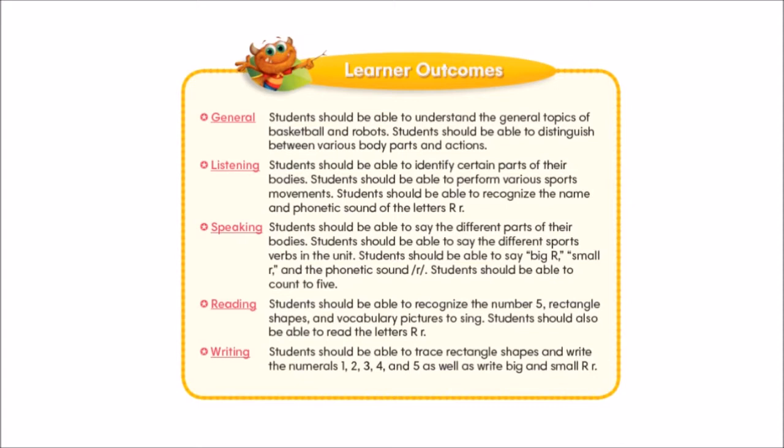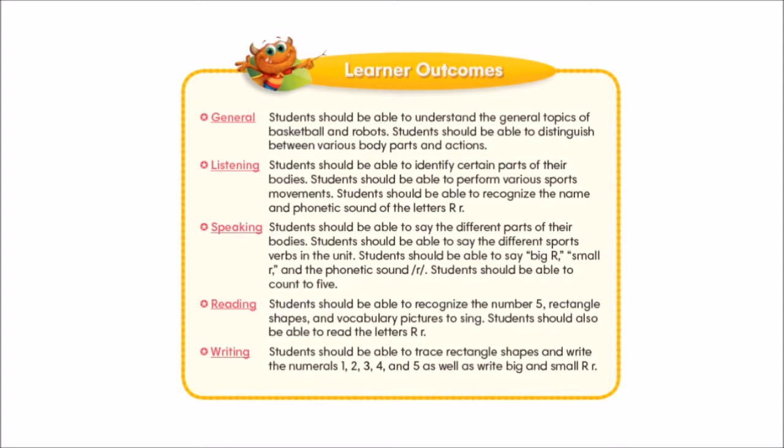They should also be able to distinguish between various body parts and actions. We break it down to the individual skills. First off, they should be able to focus on their listening skill, and they should be able to comprehend the various sports movements. They should be able to recognize the name and the phonetic sound of the letter R. For speaking, students should be able to say the different parts of their bodies. They also need to be able to say the different verbs of the unit. They should be able to say big R and small r, and the phonetic sound. They should also be able to count to 5.